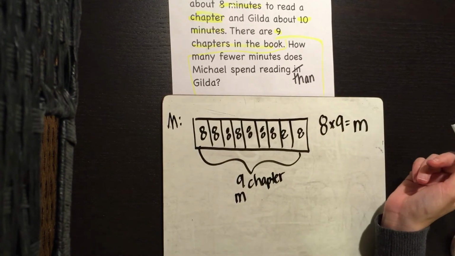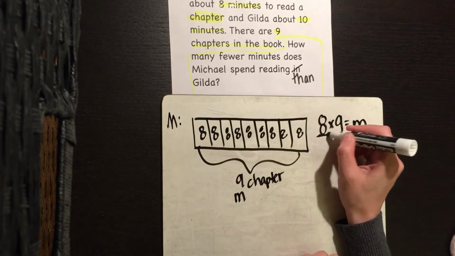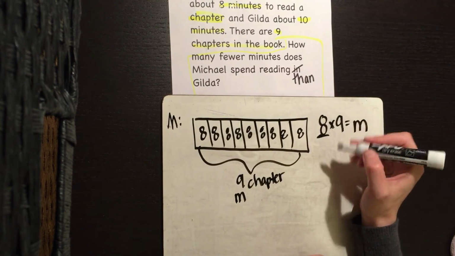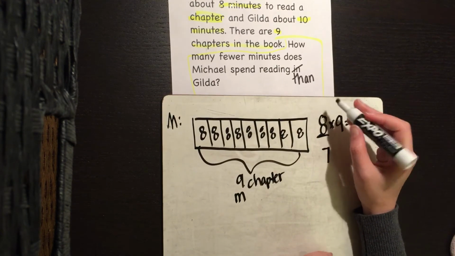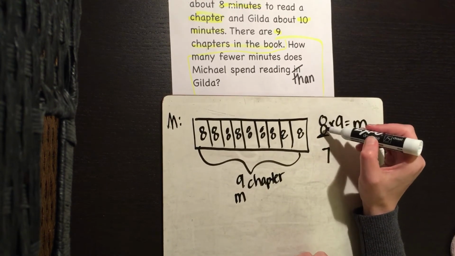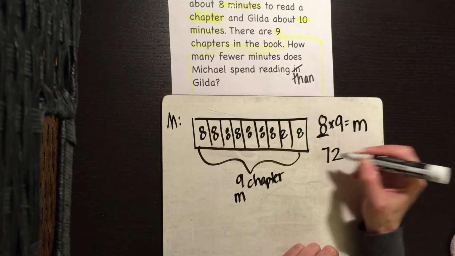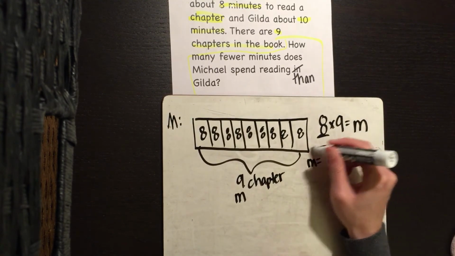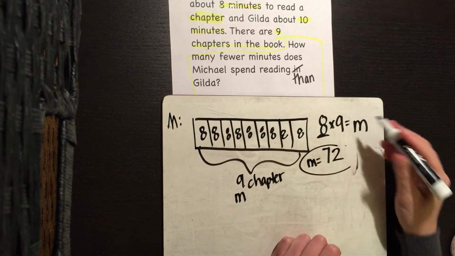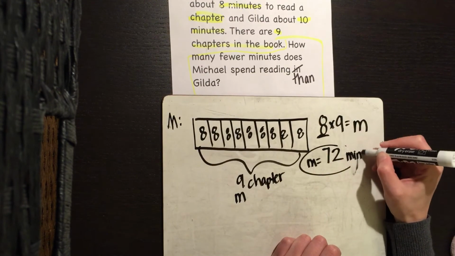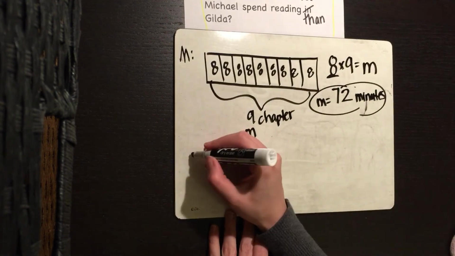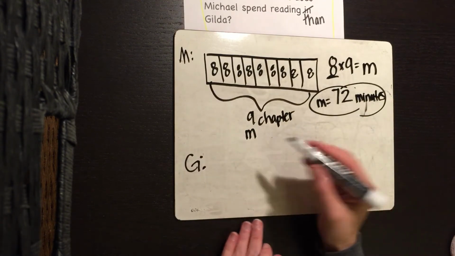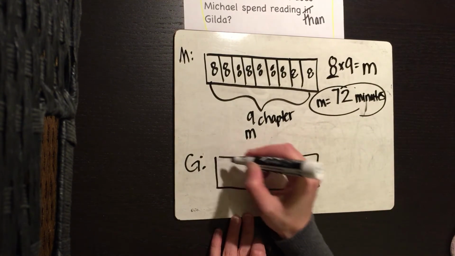And then, let me use one of my tricks. Okay, so I'm multiplying by 8, so I know that the tens place is going to be 1 less, 7. And the ones place is going to be 10 minus this number. 10 minus 8 is 2. So M equals 72. It takes Michael 72 minutes to read the book. What about Gilda?